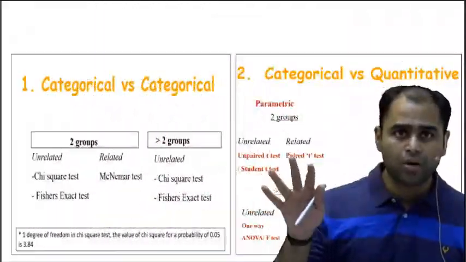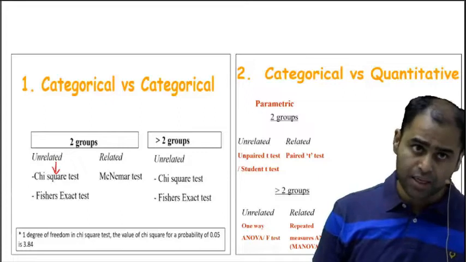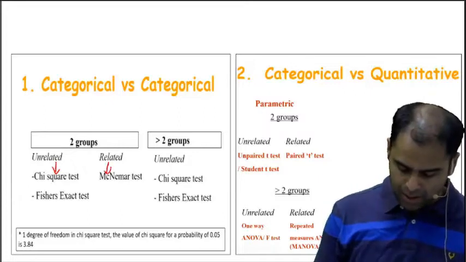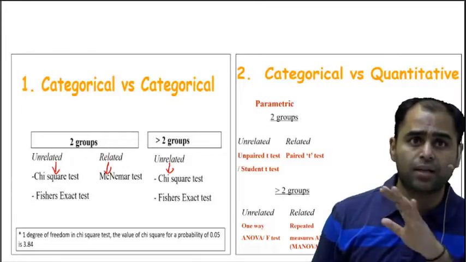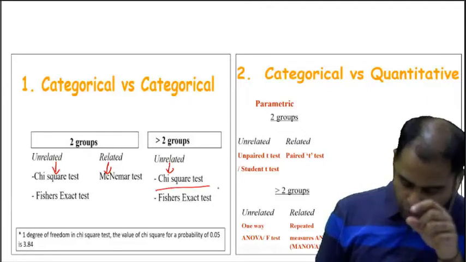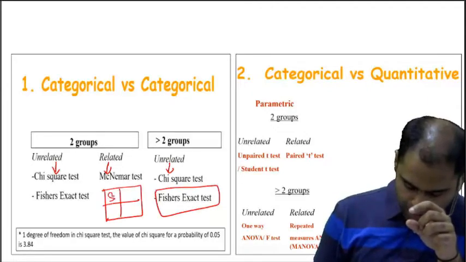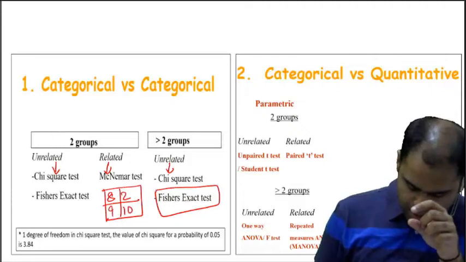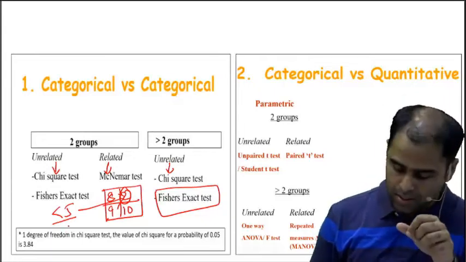Coming up the two algorithms. Two groups unrelated, chi-square or Fisher-Exact. Related, McNemar. More than two groups unrelated, chi-square and Fisher-Exact. There is nothing called related in more than two groups. Now when do we do Fisher-Exact? If in the 2 by 2 table of chi-square any value is less than 5, we would do the Fisher-Exact.